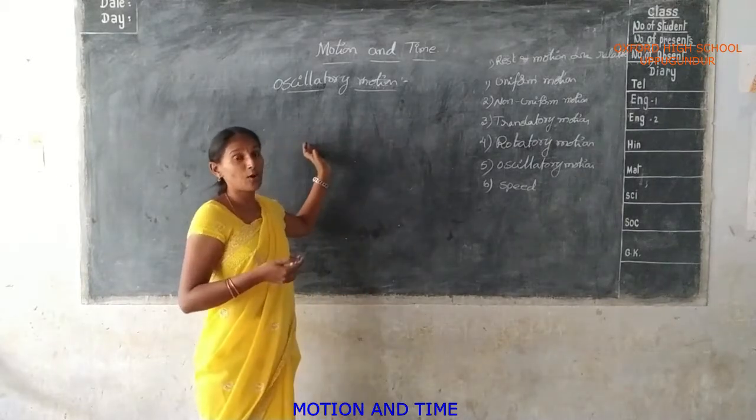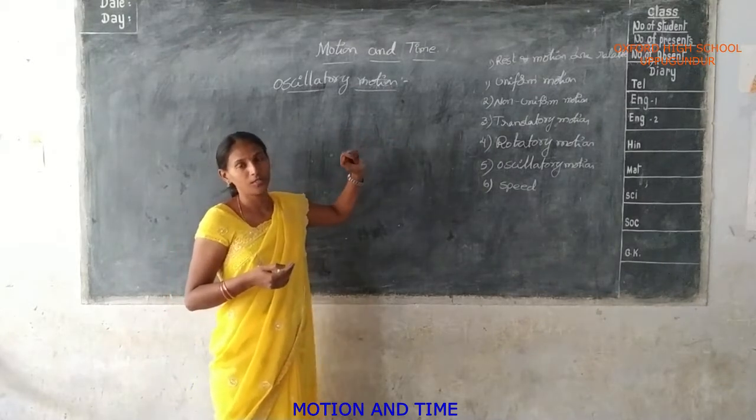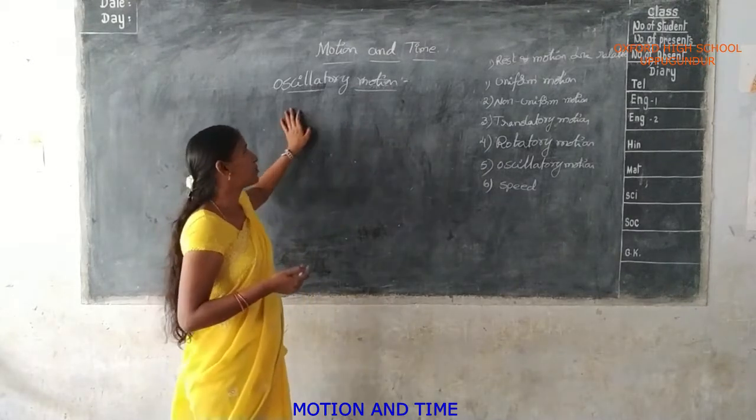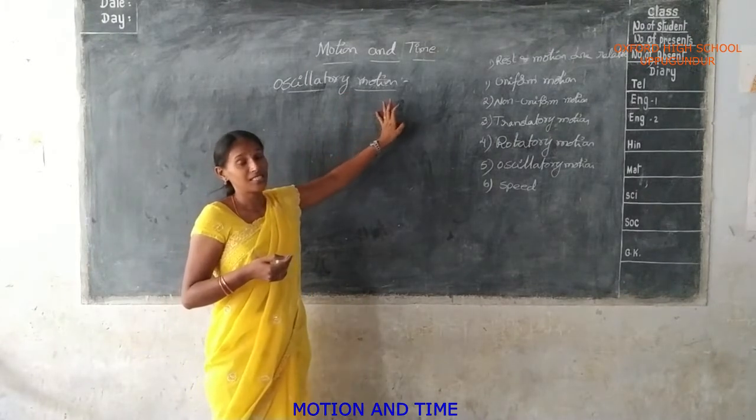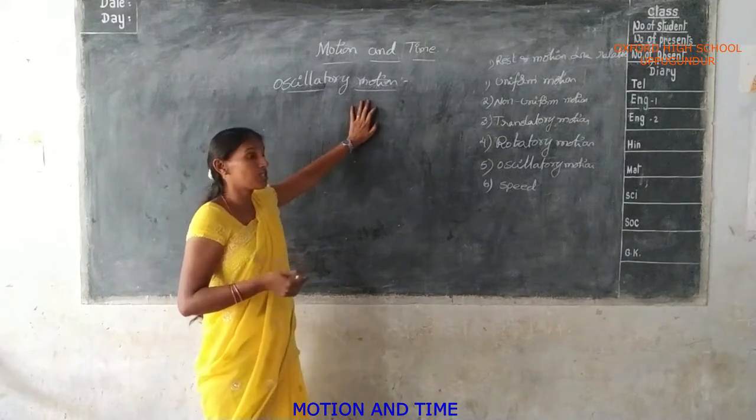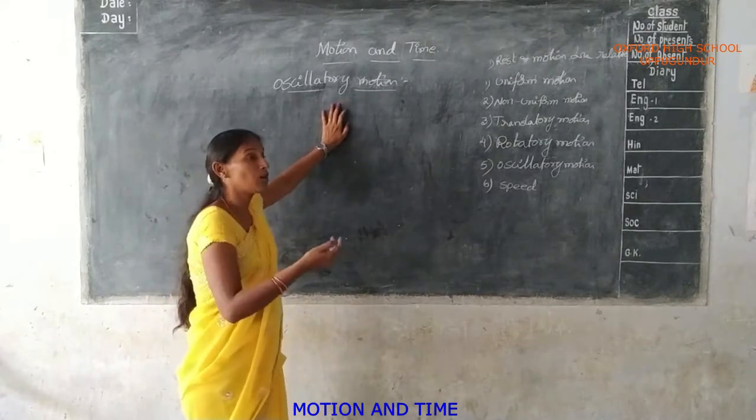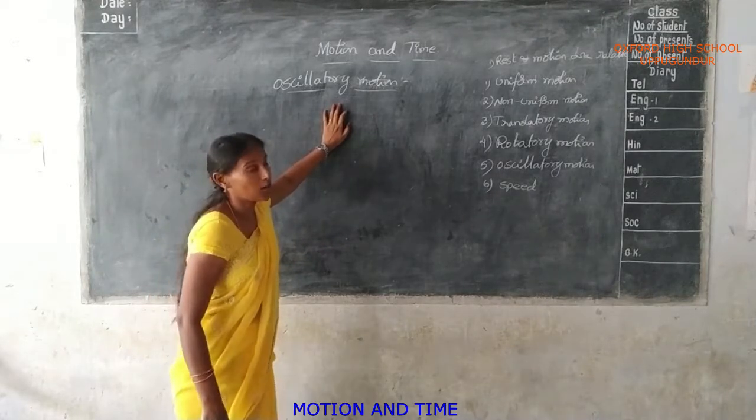Here it follows the center, supported by the center of the object. It depends on the center of the object. Okay, so what is oscillatory motion? The object moves to and fro, following the center of the given object.